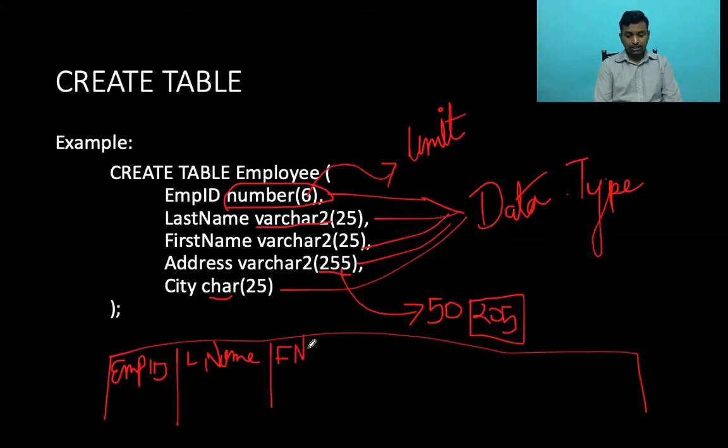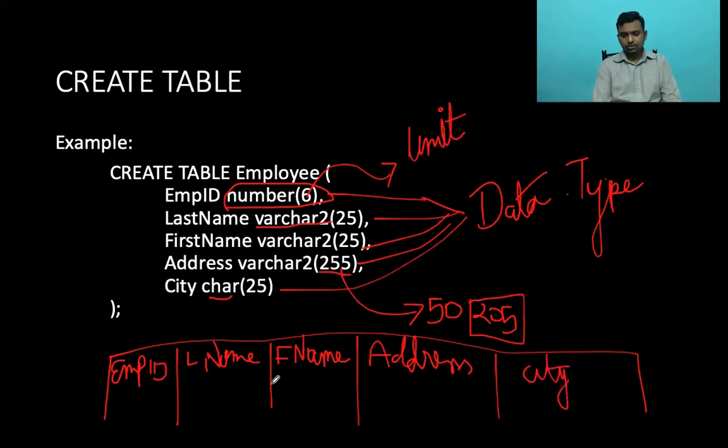Guys, it will be storing only first name and last name, right? Don't think that it's going to get modified and stored as L name and F name. That's just for my ease, I'm just doing this, okay? So first name, and then I'll say address. And then finally, I'll say city.